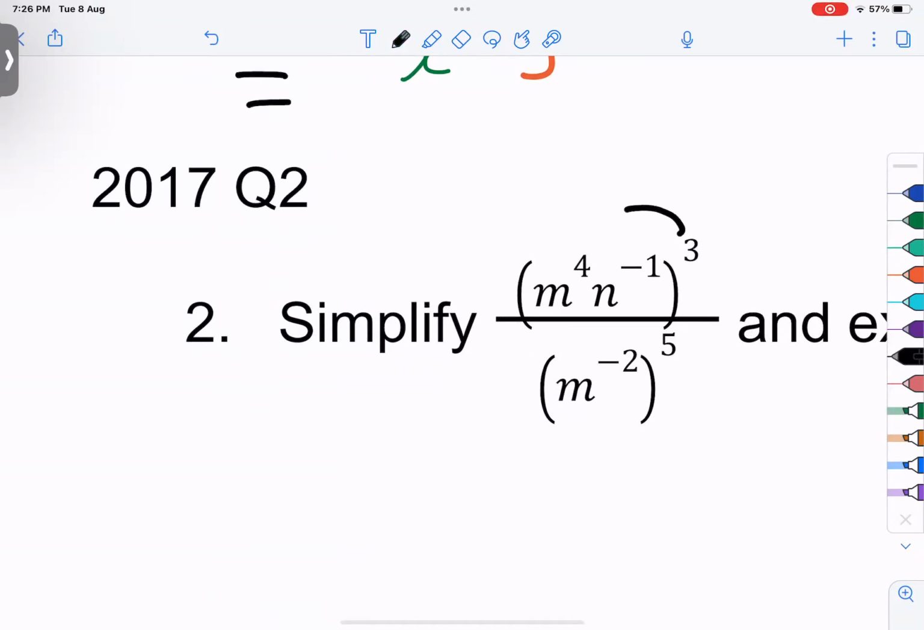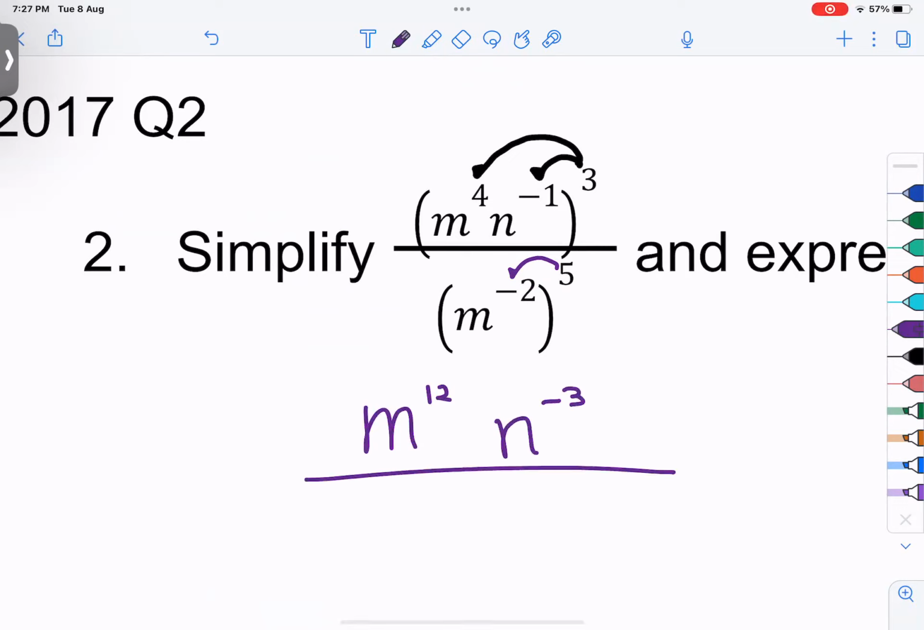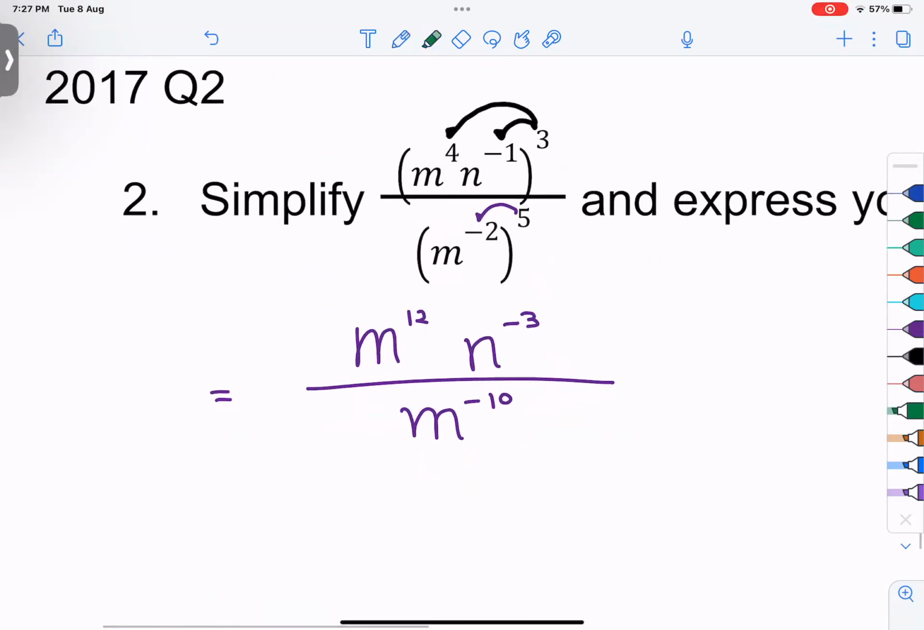The power outside goes in, goes in. There's a power here as well, also goes in. So power inside multiplies, so 4 times 3, 12. -1 times 3, -3. -2 times 5, -10. And then if there are any negative powers, you switch the places.